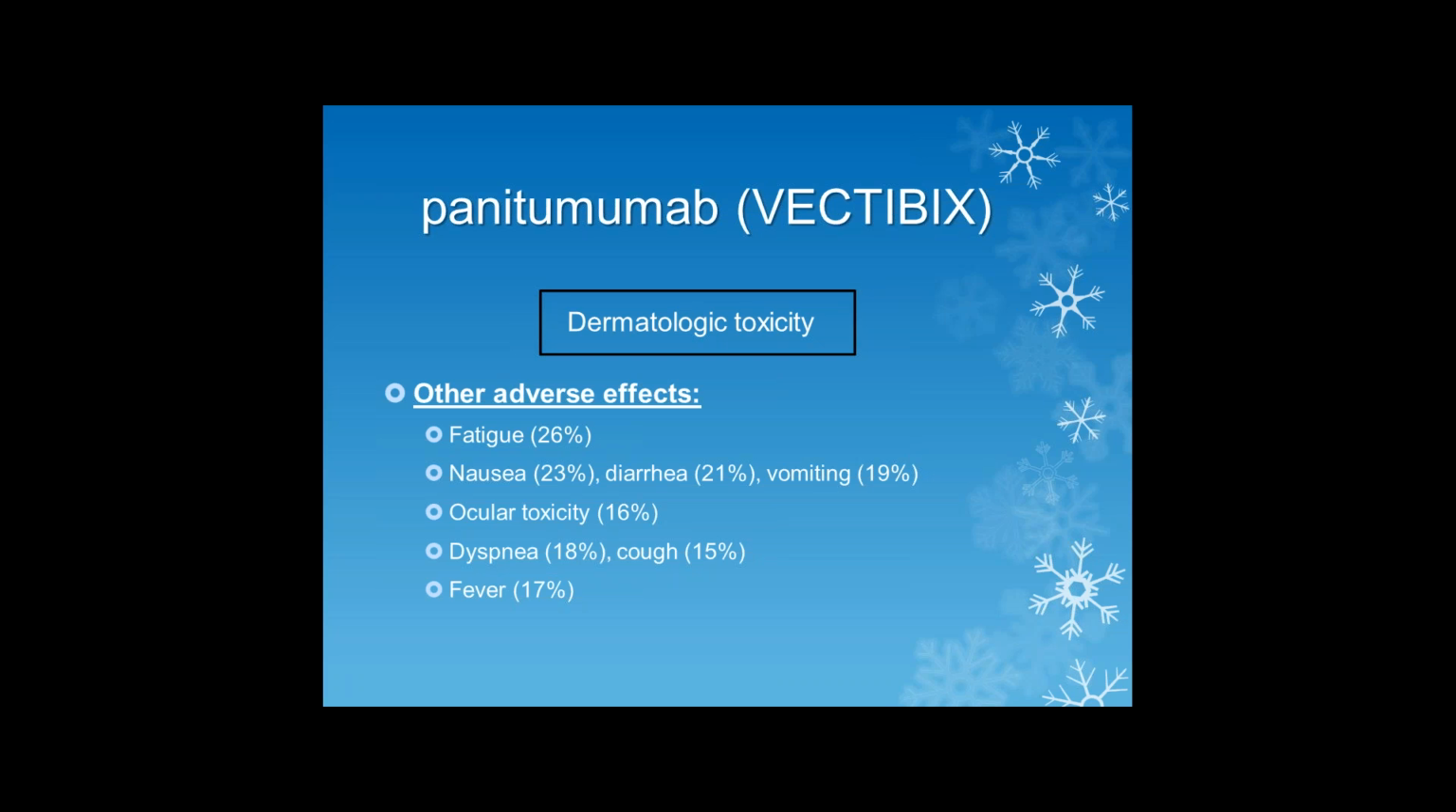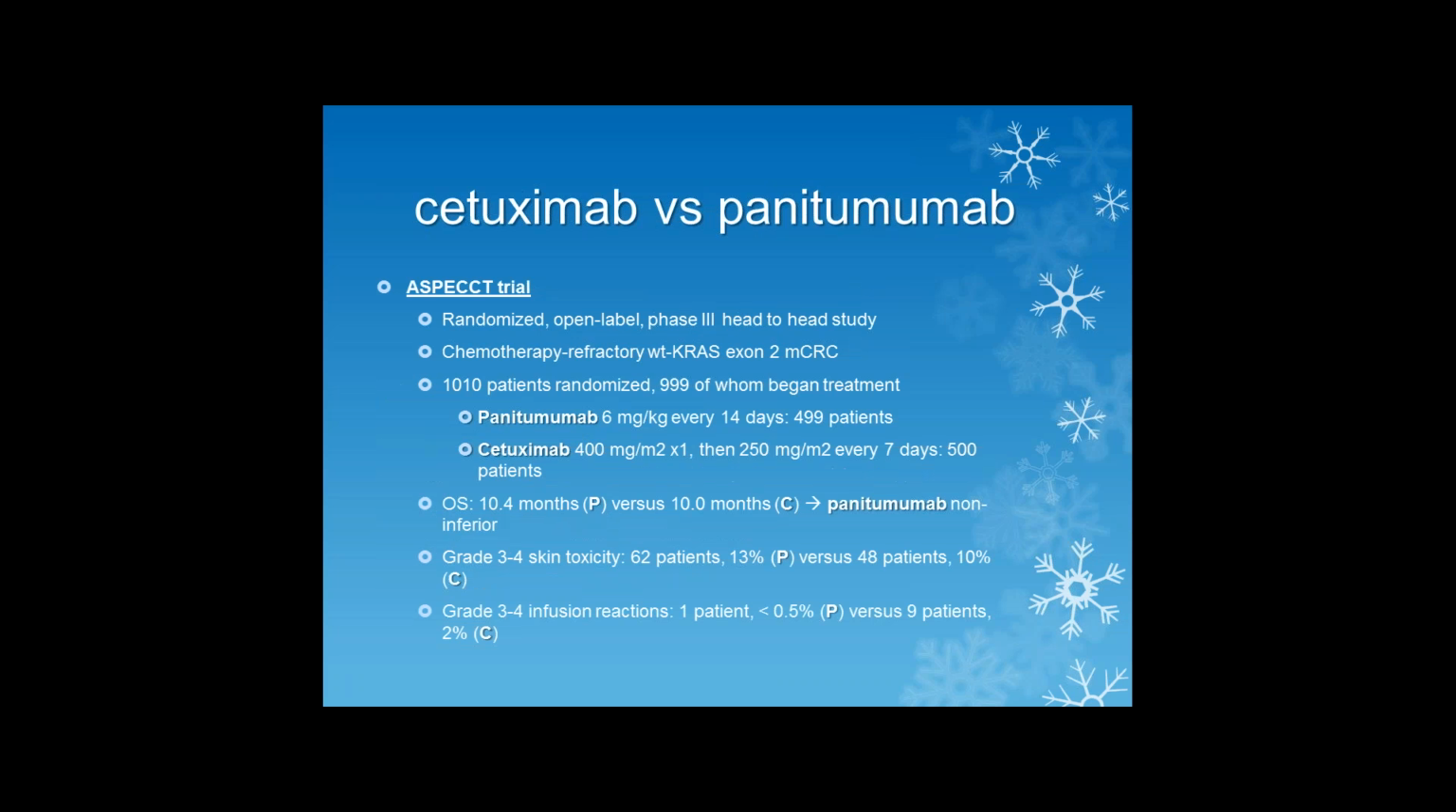So overall, when looking at this versus cetuximab, it looks smaller. And then, this is the ASPECT trial. That compares cetuximab versus panitumumab in patients with metastatic colorectal cancer. So basically 1,000 patients, which is a pretty decent sized clinical trial in oncology. About half and half received the FDA approved doses. They found that the overall survival was 10.5 months for panitumumab versus 10 months for cetuximab. So panitumumab was found to be non-inferior to cetuximab.